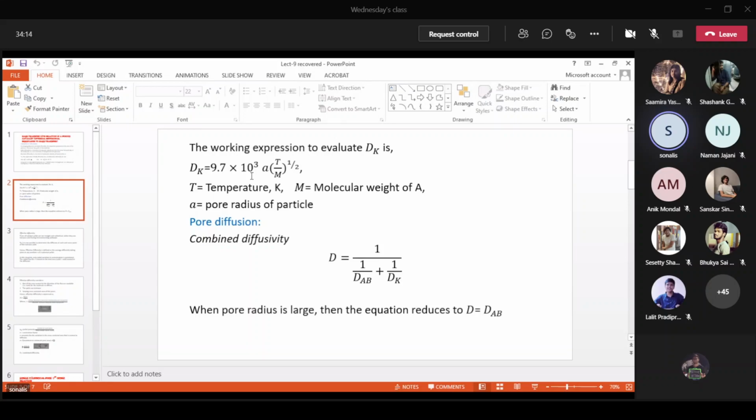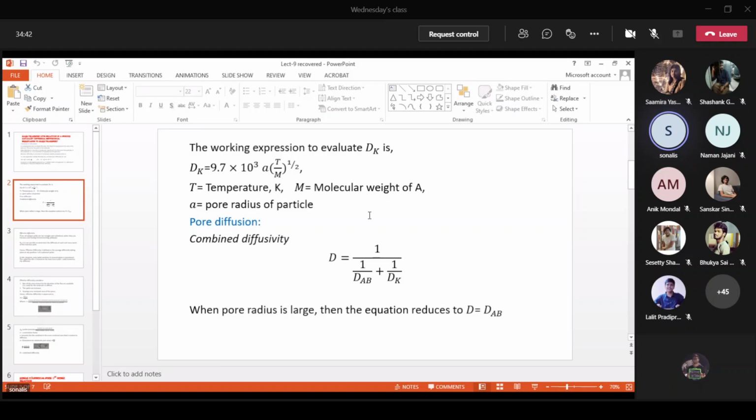And the working expression to evaluate D_K, the Knudsen diffusivity, is this formula we use: D_K equals 9.7 into 10 to the power 3 a (T/M) to the power half, where T is the temperature in Kelvin, M is the molecular weight of the reactant A, and small a is the pore radius. I am just making you familiar with the different diffusivities which are required for calculating the pore diffusion resistance.